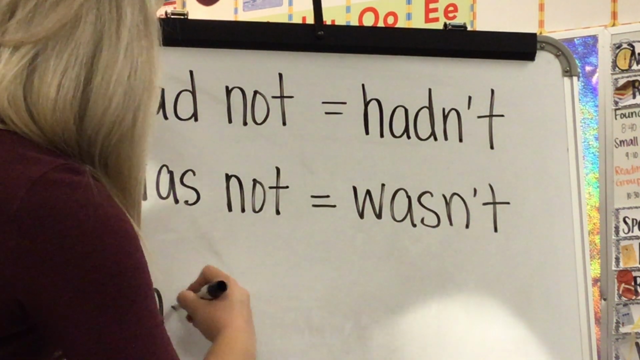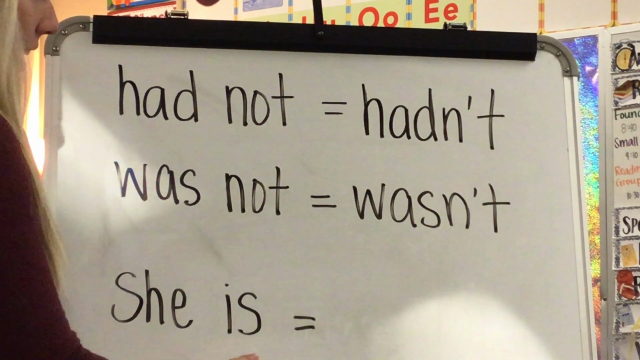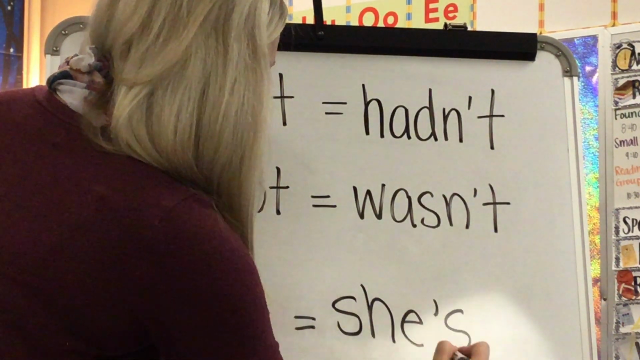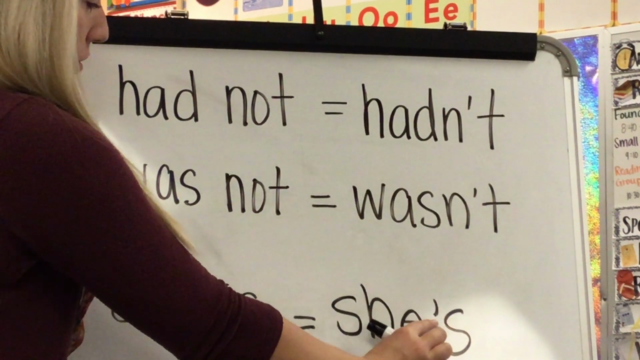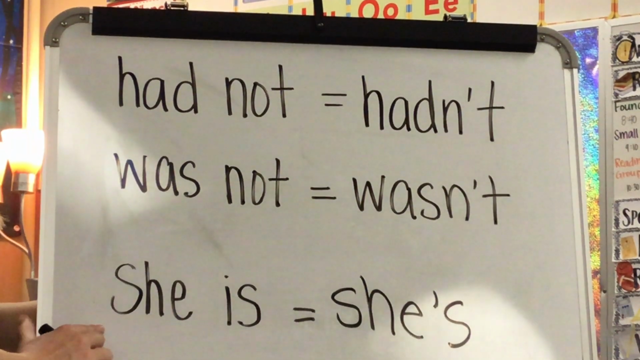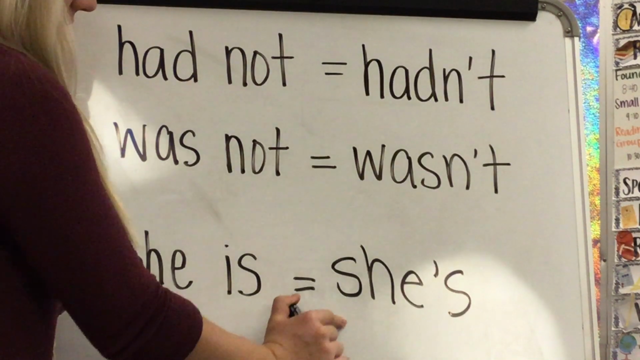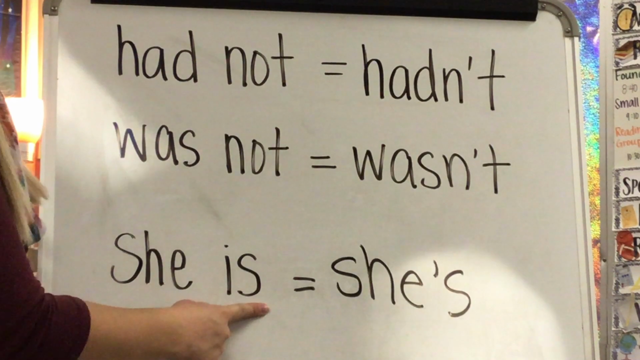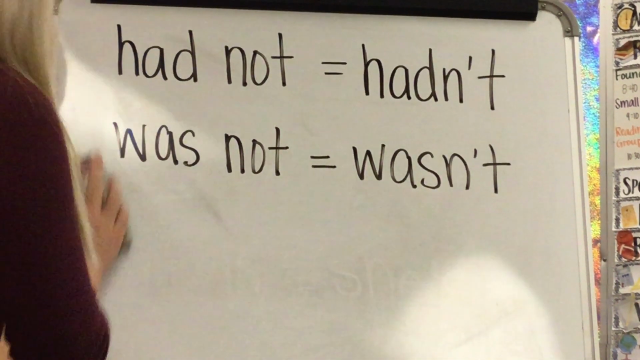Let's look at one more contraction. This contraction uses the words she is. When we make the contraction she's, we take away the I in is and put our apostrophe. My turn. Words, she is. Contraction, she's. Your turn. Words, she is. Contraction, she's. Great job. Let's practice reading some more contractions.